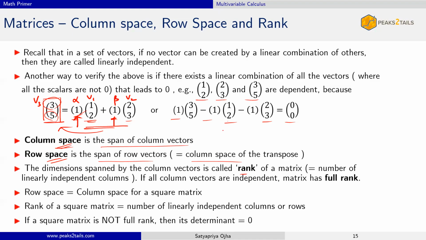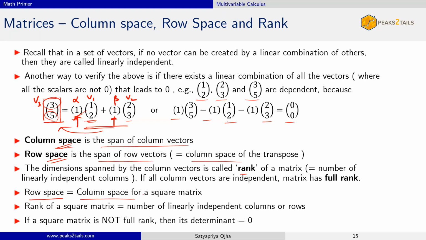Okay, if it is a square matrix, it does not matter if you look column wise or row wise, it will be the same. That is the beauty of it. If it is a square matrix, you can just look at the columns and see how many of the column vectors are linearly independent. That's the rank of the matrix.